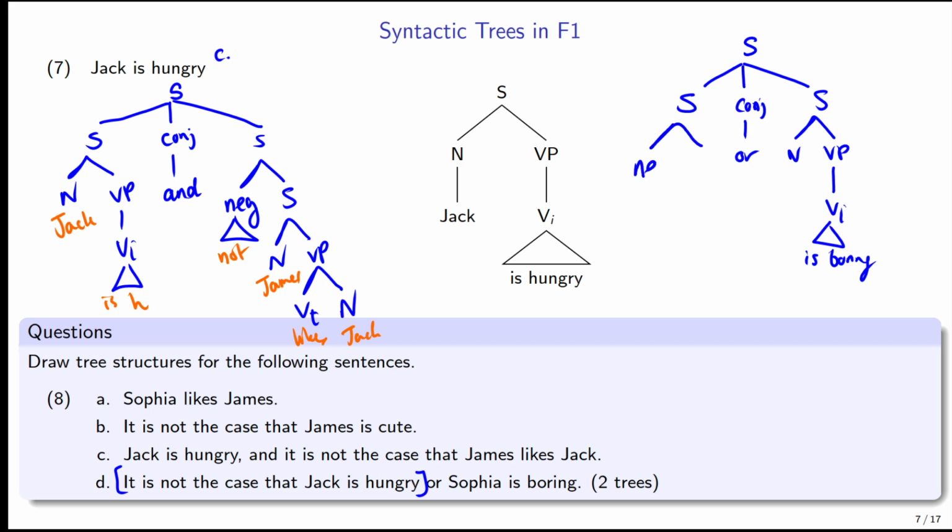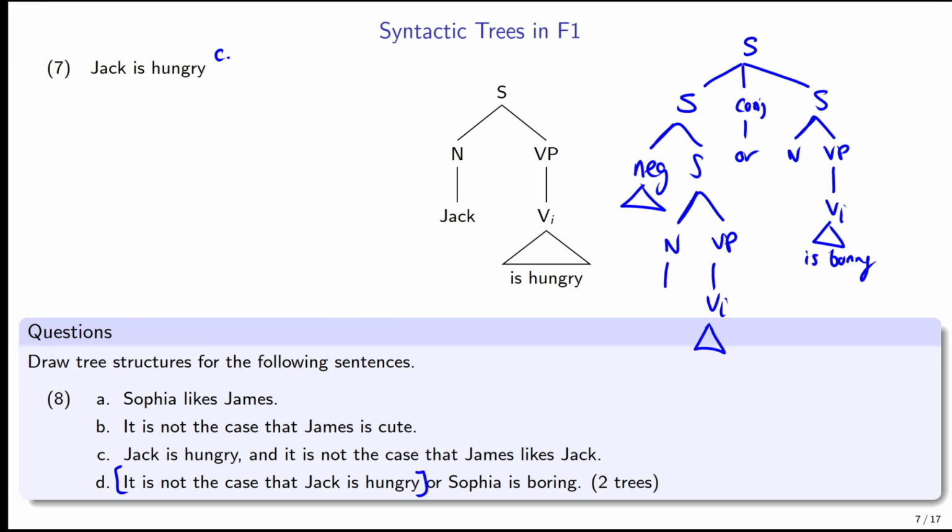So our S is going to break up into a negation and an S, with it is not the case that under negation, and S is going to be Jack is hungry. So we'll have a noun, a verb phrase, and that'll be an intransitive verb. And we would put our Jack under N and is hungry under the VI. So that is one interpretation.